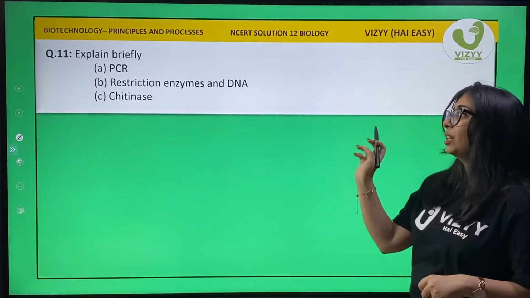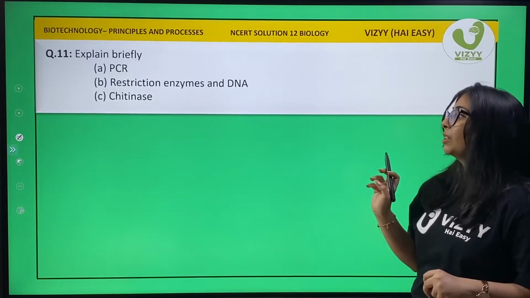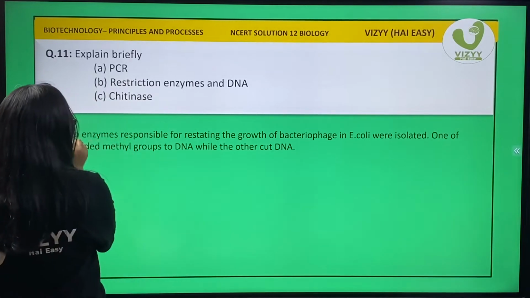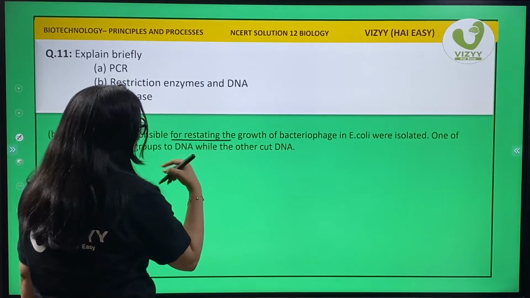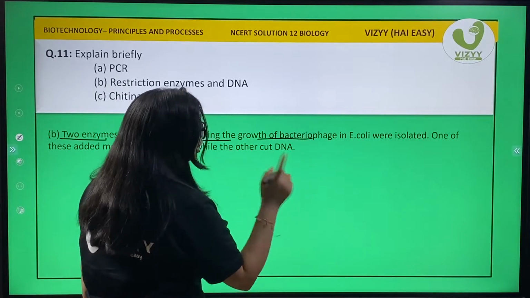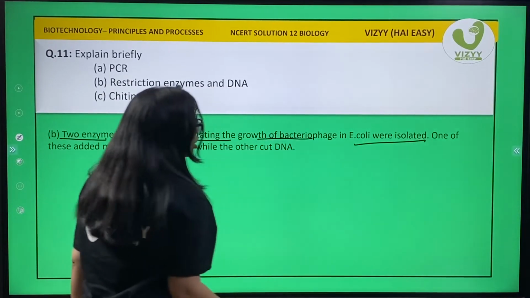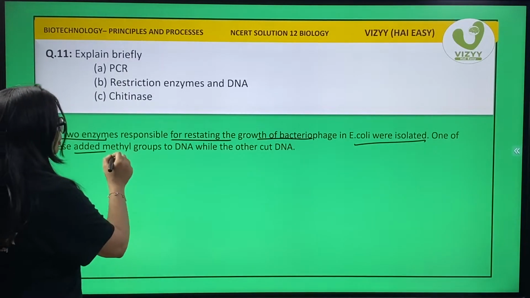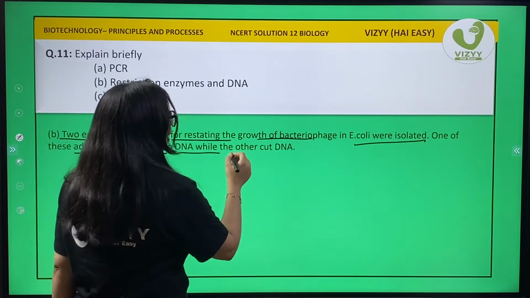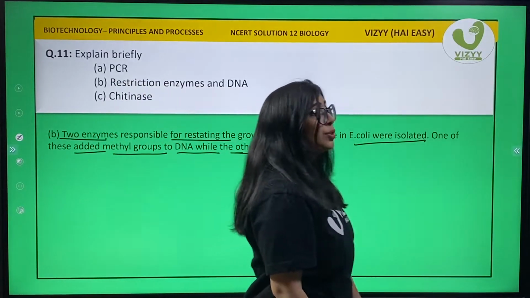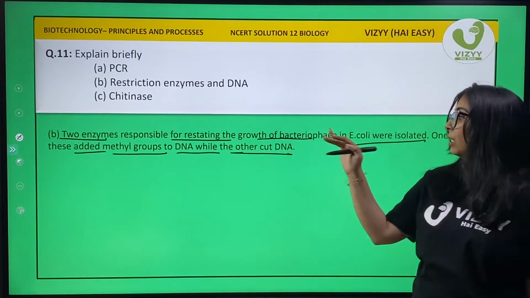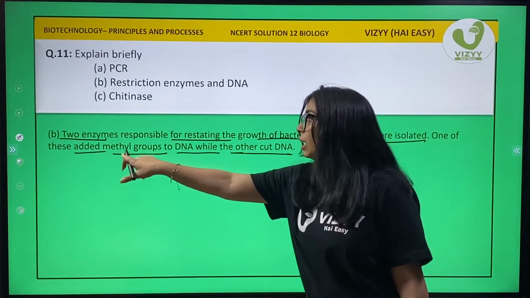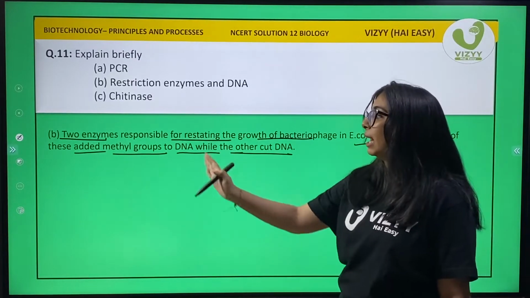Now restriction enzyme and DNA. What is a restriction enzyme? Two enzymes responsible for restricting the growth of bacteriophage in E. coli were isolated. One of these adds methyl groups to DNA, while the other one cuts it. So the endonuclease will cut the DNA, while the other one will cap it with methyl groups.